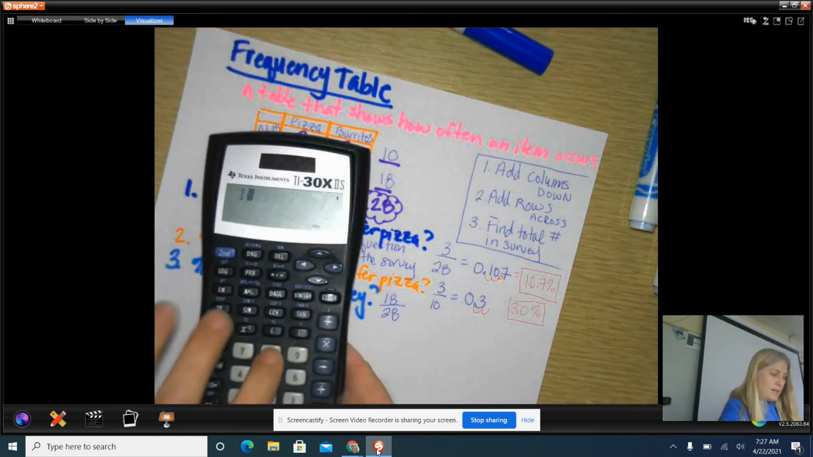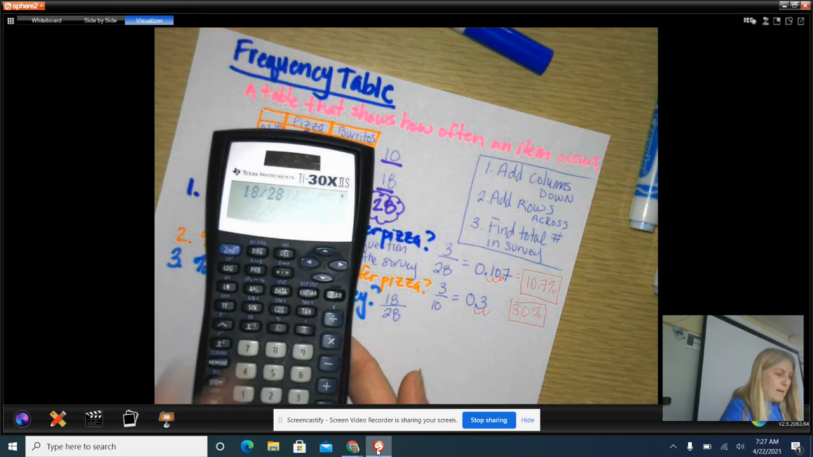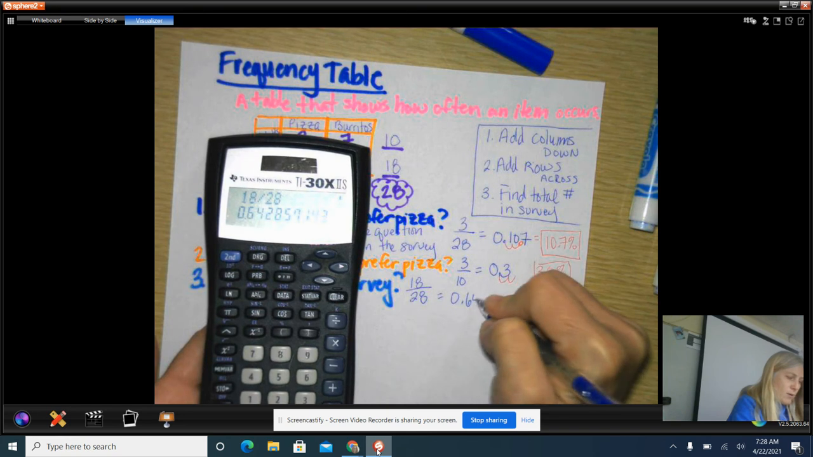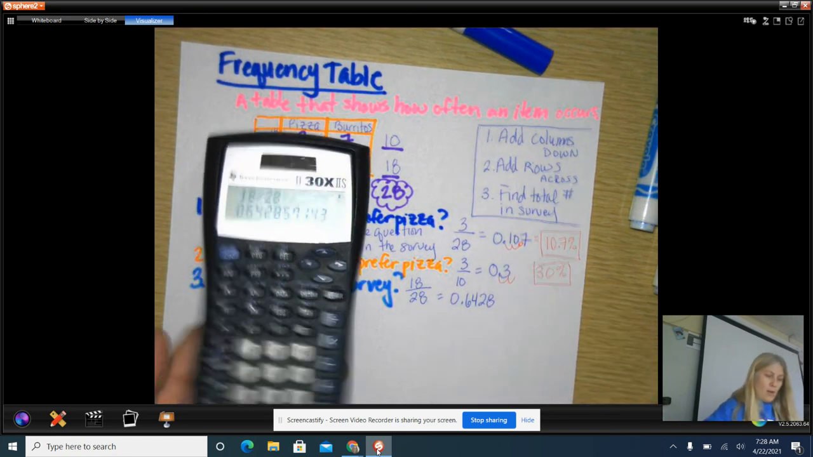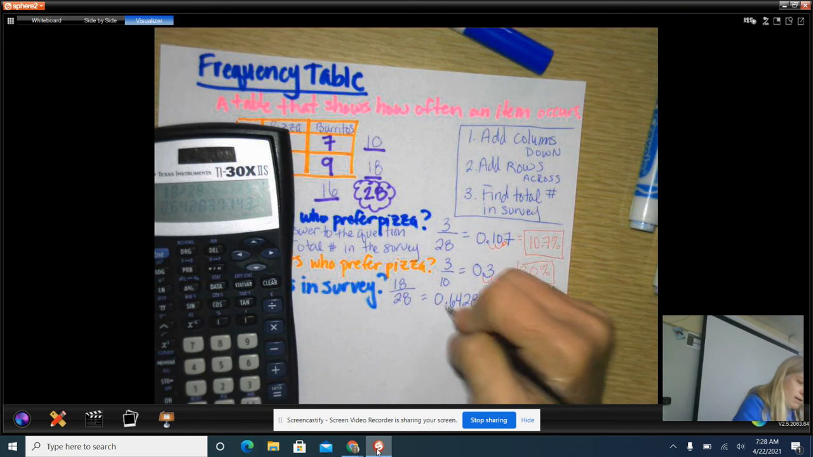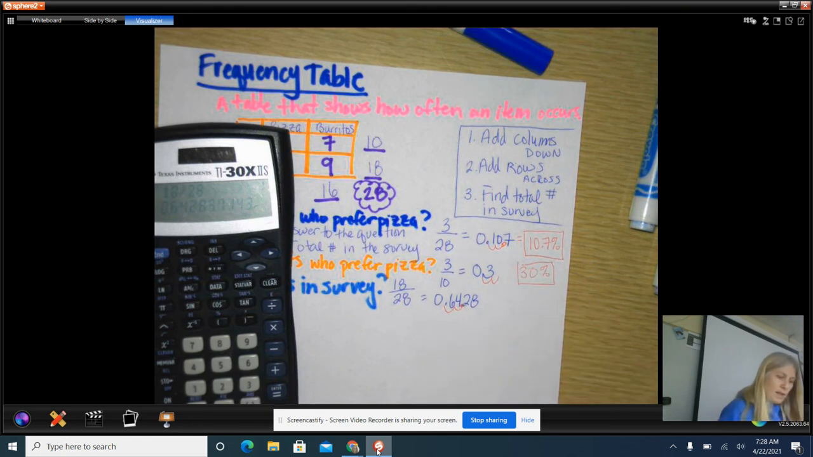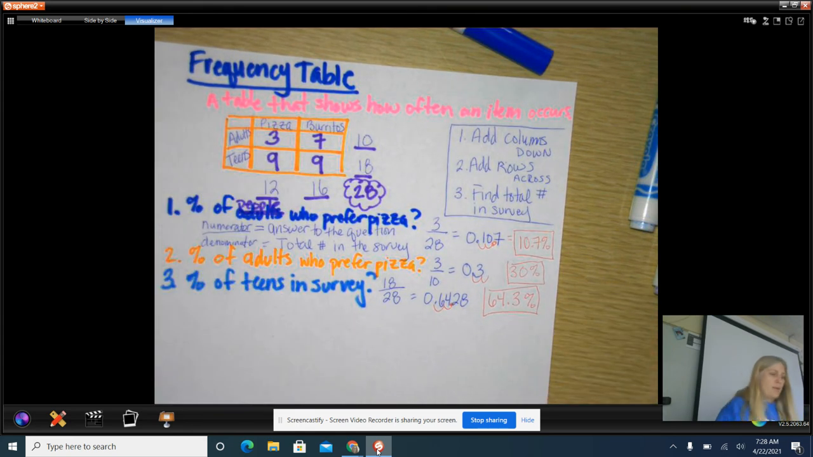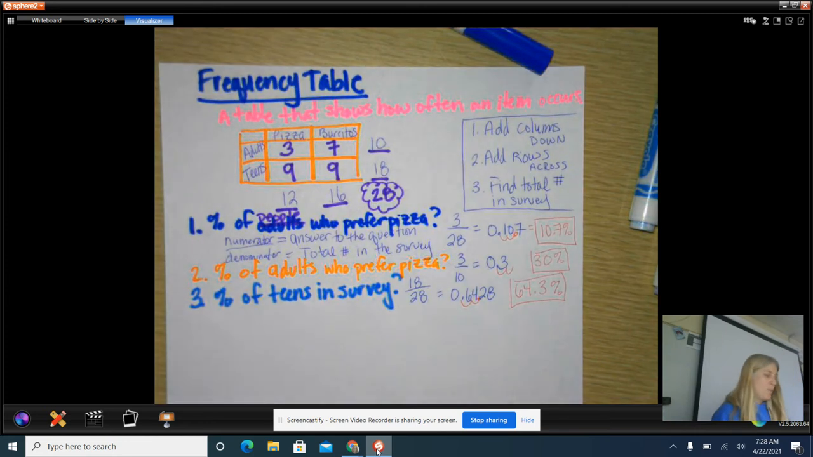So we have 18 divided by 28, and that is 0.6428. We're going to move our decimal point 2 to the right. And we have 64 point, and we're going to round that to the nearest tenth. 64.3% of people in the survey were teens. We had more people in the survey who were teens than were adults. Okay, so that is a frequency table and how to kind of read it.